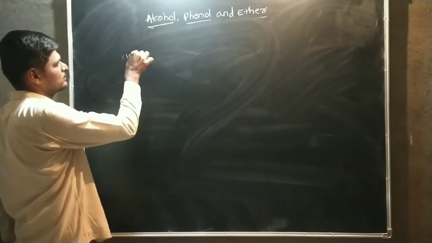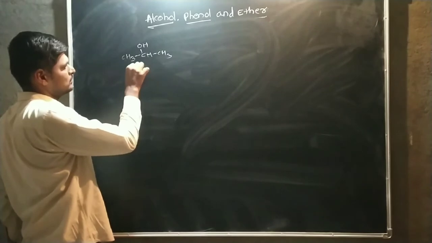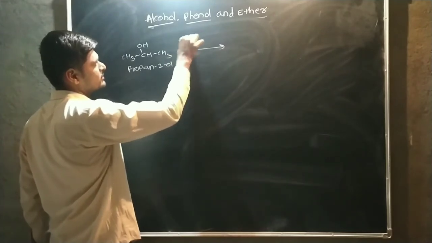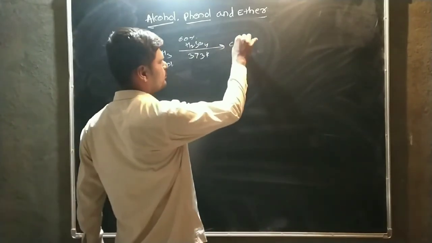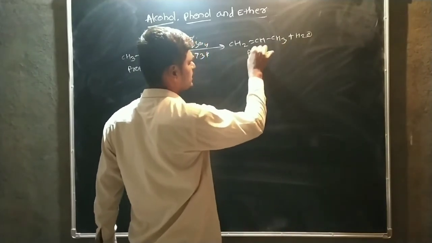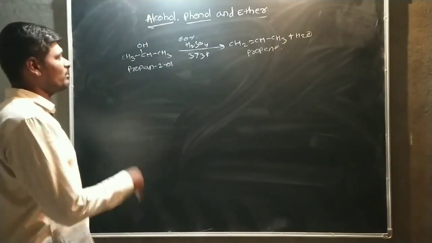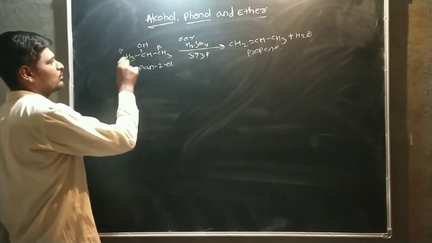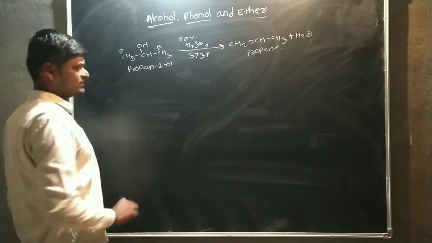Now we consider here CH3, CH3. This is propan-2-ol. It undergoes dehydration by using 60% H2SO4 at 373 Kelvin. Then it forms only one product, that is CH2=CH-CH3. That is propene. Because the alpha hydrogen should not be eliminated with the hydroxyl group. Therefore, this one is a beta, this one is also beta. Both beta carbon atoms are present in a similar environment.